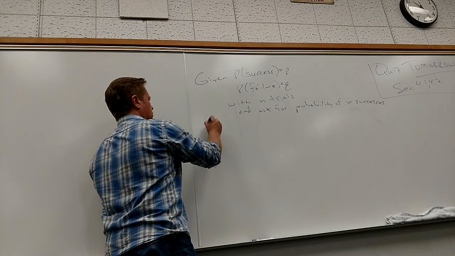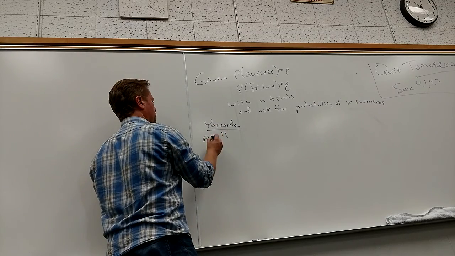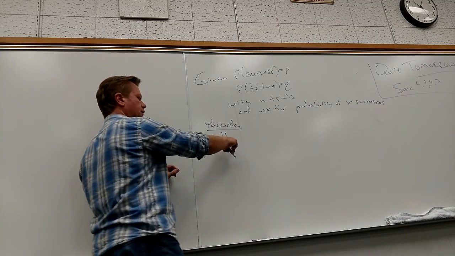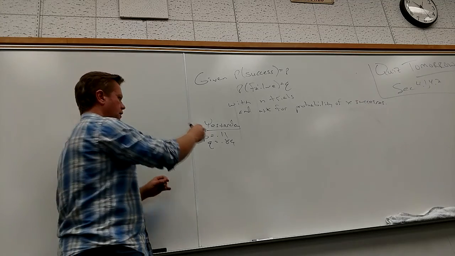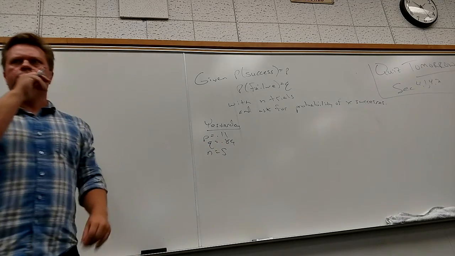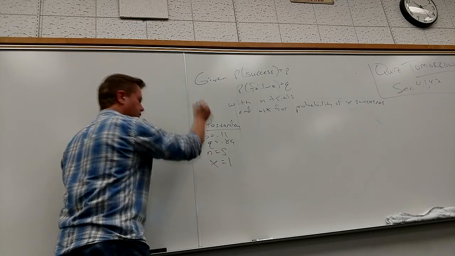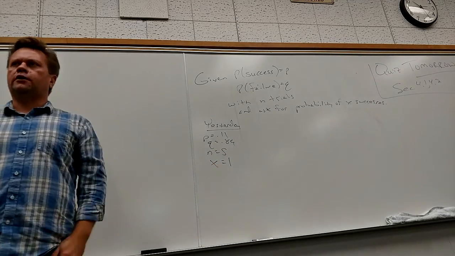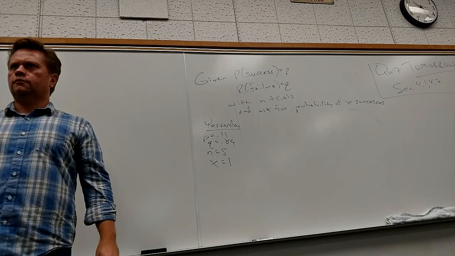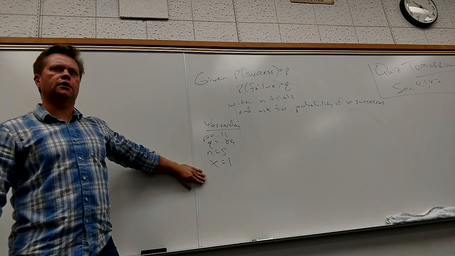So this is from yesterday. P was 0.11, Q was 0.89 for left-handed and not left-handed. N was 5. There were 5 total people. And the successes I wanted was 1. I wanted 1 left-handed. Okay, so I just generalized that up here, and there's the specifics from what we did yesterday.